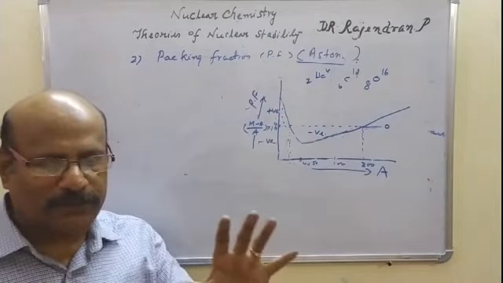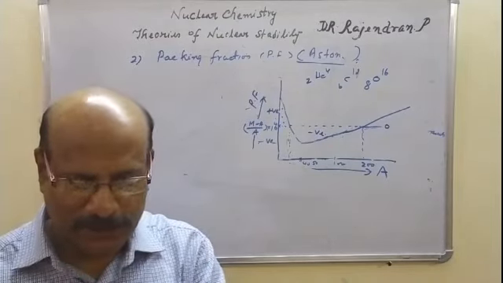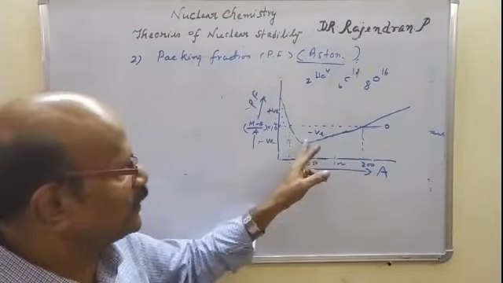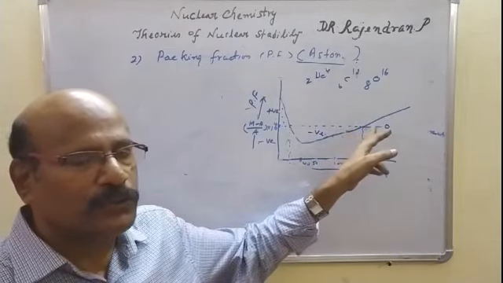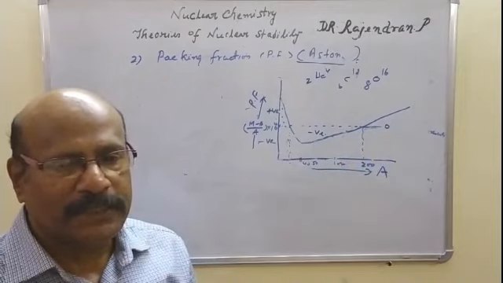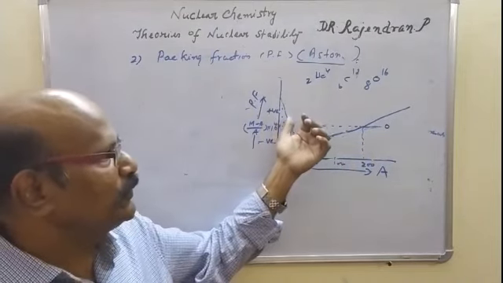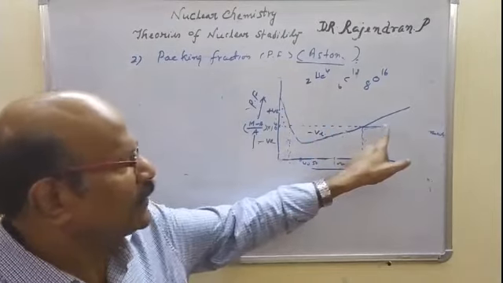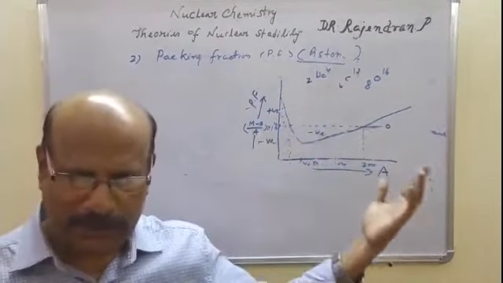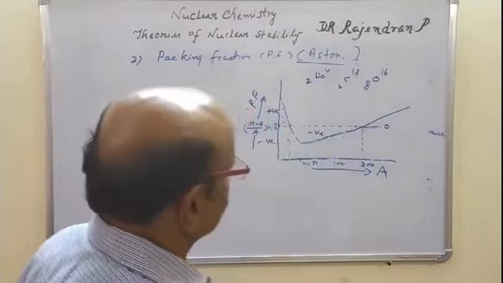Then for stability, positive packing fraction is there. Most of the nuclei come under the negative packing fraction, and they are stable. Between mass 20 to 200 are negative packing fraction. The lighter nuclei have positive packing fraction, but they are stable. That cannot be explained. And those above 200 are unstable because they have positive packing fraction.